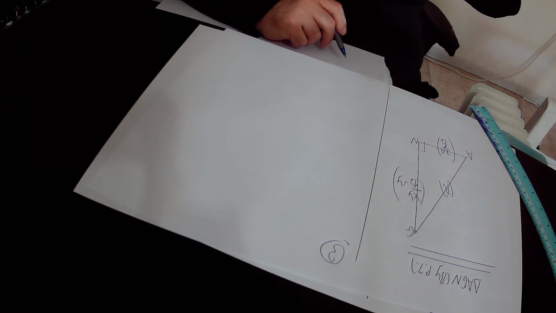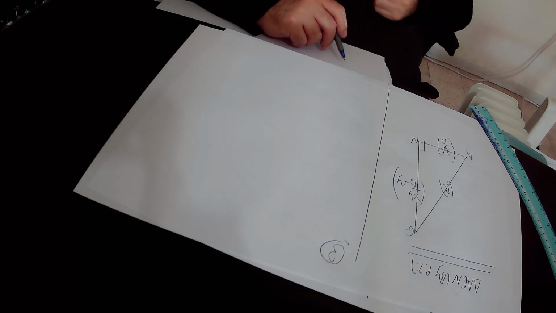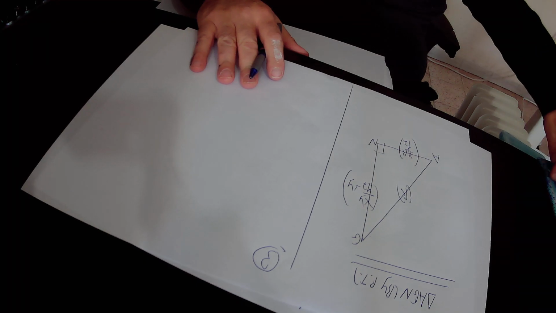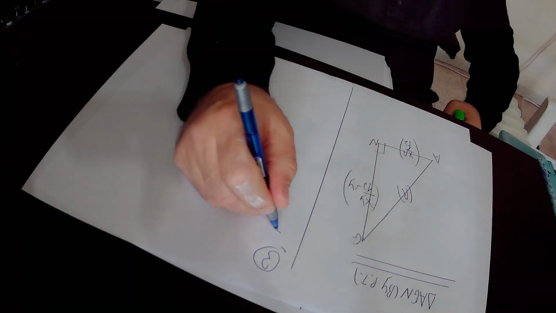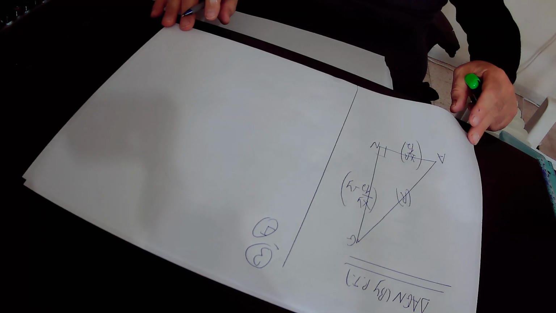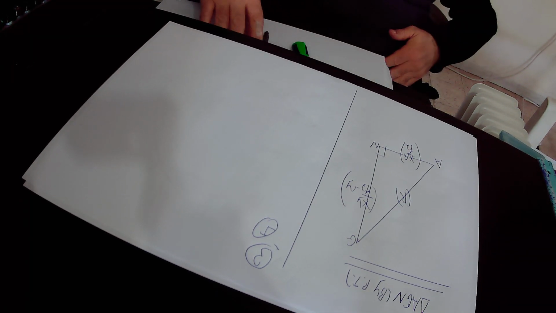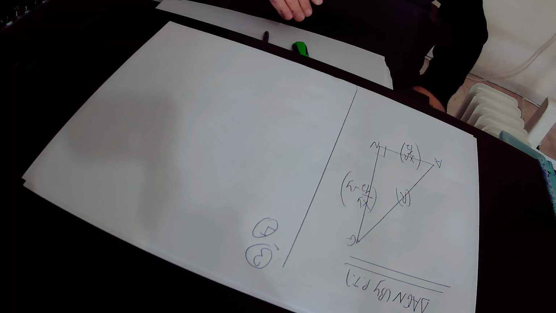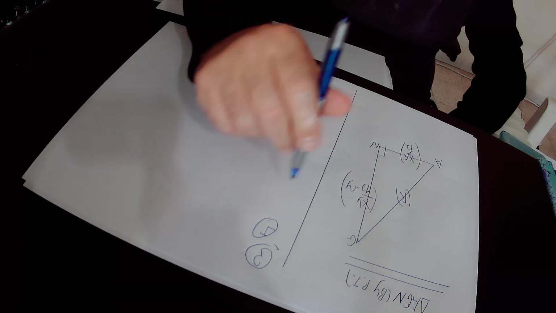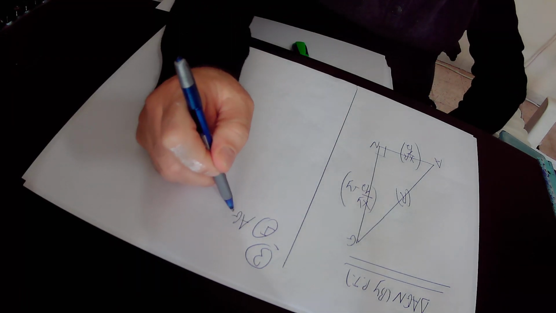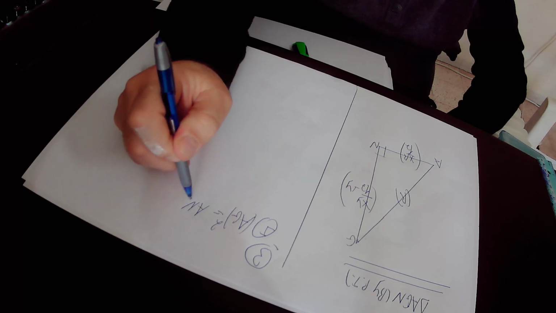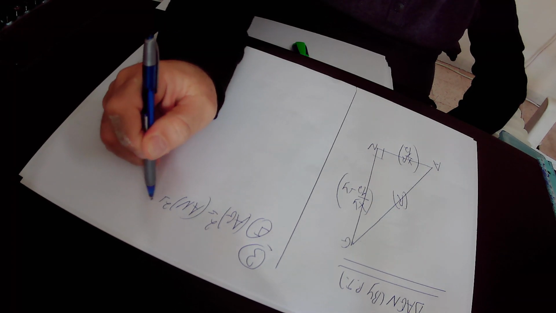Actually, this is the right triangle AGN that I copied from the original drawing. According to the Pythagoras theorem, in any right triangle the square of the hypotenuse equals the sum of the squares of the other two sides. In this right triangle AGN, the hypotenuse is AG, therefore AG square equals AN square plus GN square.